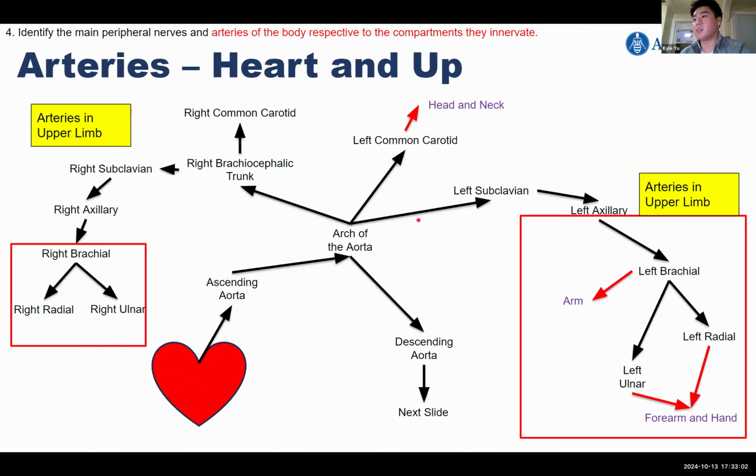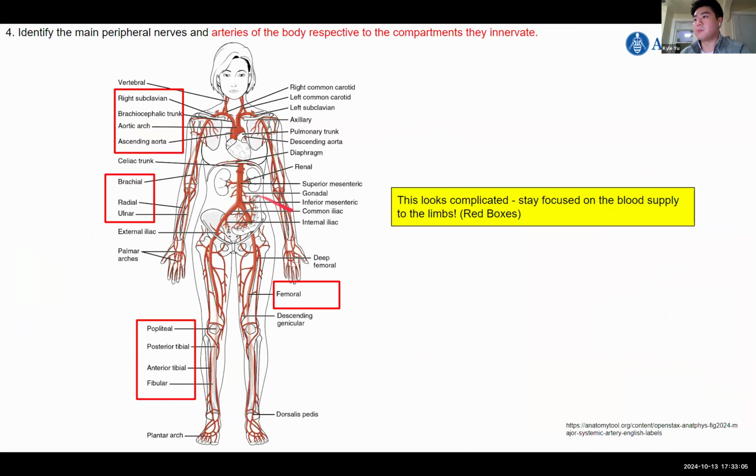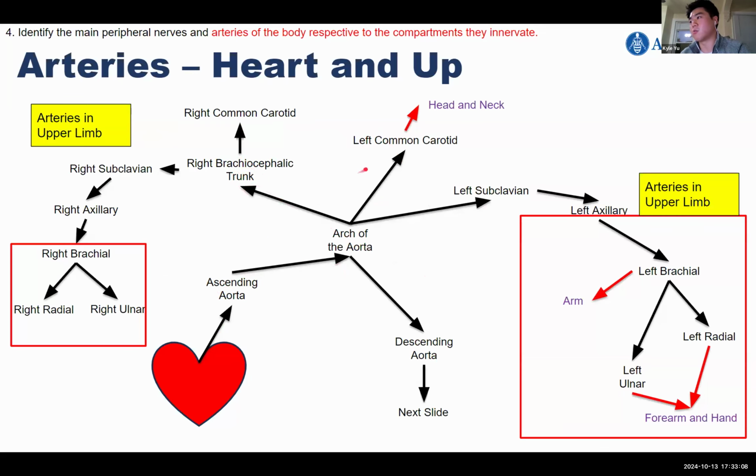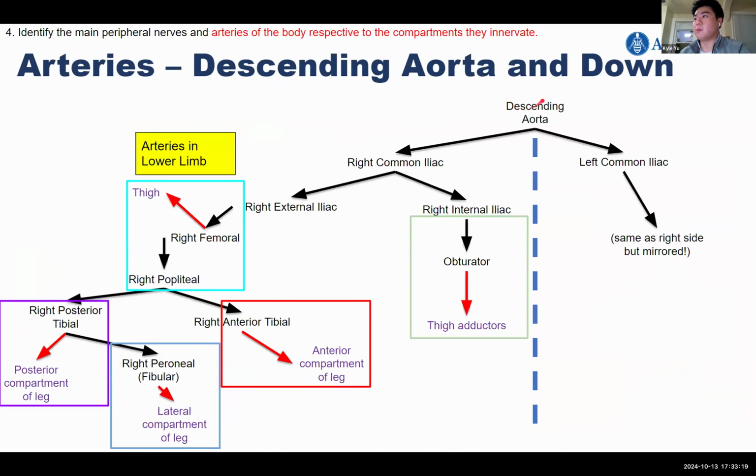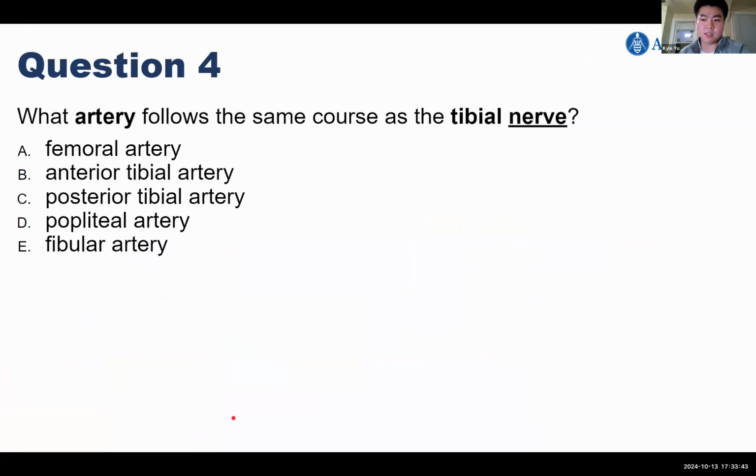There's a little bit of asymmetry because of the heart. You have to go through the brachiocephalic trunk on the right side versus going to just the common carotid and subclavian on the left. And again, the brachial artery will supply the arm, and then the ulnar and radial will supply the forearm and the hand. And then in the abdomen and into the lower limb, you have the descending aorta, again, comes the common iliac, and you go into your obturator and thigh adductor groups, and then the external iliac, the femoral will supply the thigh, and then you have your compartments of the lower limb as the terminal branches of the arteries.